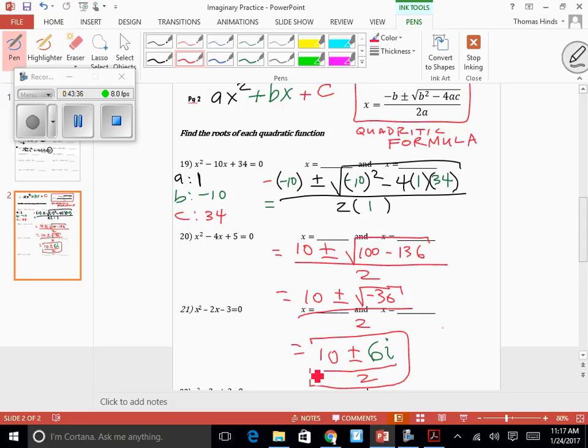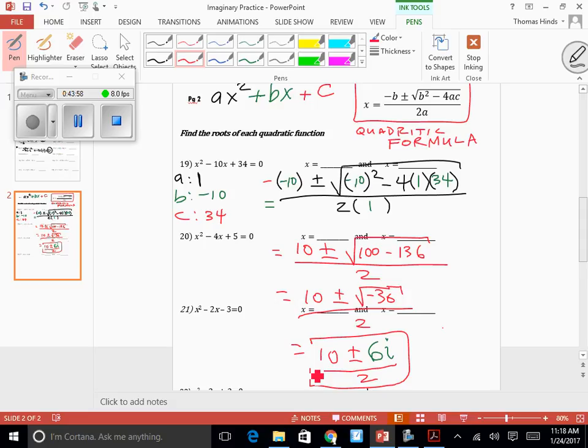What is your job? Your job is to do number 20. What's the most important part to me? If you get right here, where you have that negative 36 under there, then I know you know what you're doing. Once you get there, raise your hand so I can see what you have.